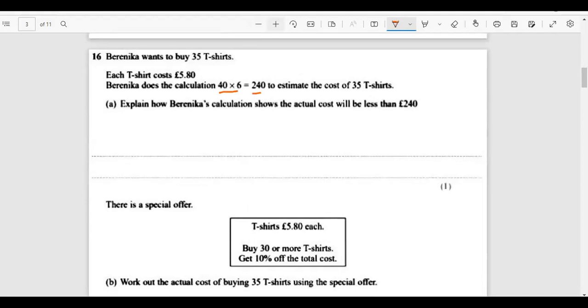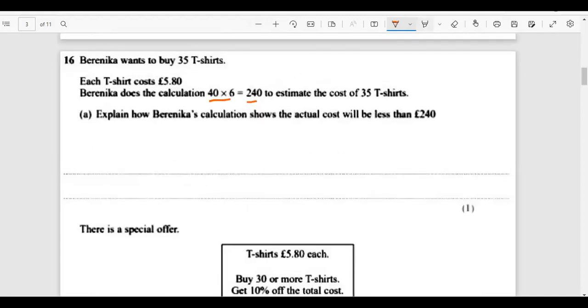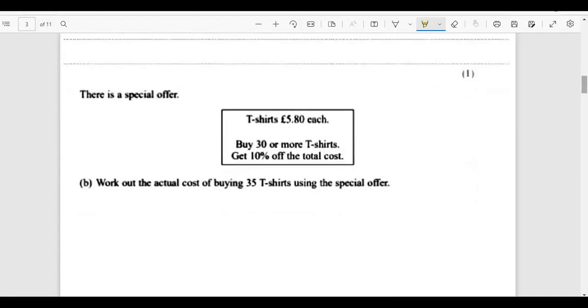So it is very obvious, because she's rounded up both her variables. Yes, exactly. So this should have been 5.8 and it's 6, and this was 35, so it's 40. Very good. Okay.